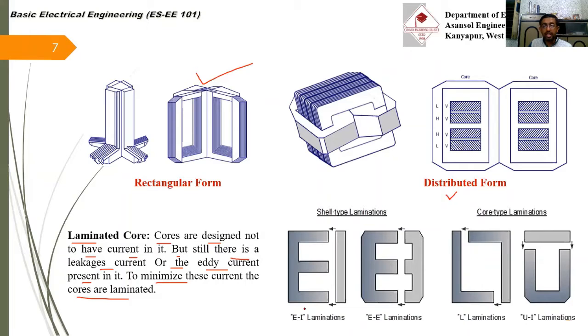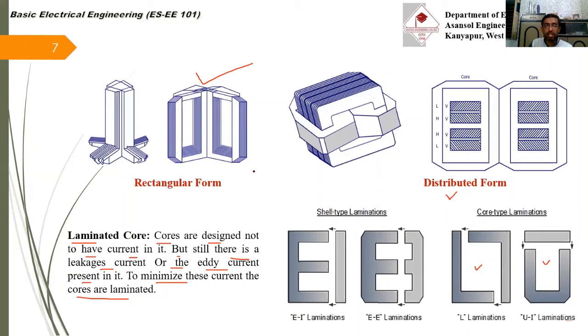Now this is the EI kind of lamination. This is the double E lamination. This one is the LL lamination and UI lamination. So different kinds of lamination are used for different kinds of transformers. For shell type, this is EI and EE. For core type, LL and UI.